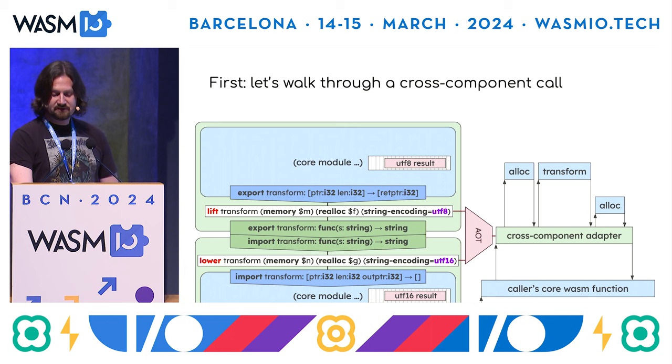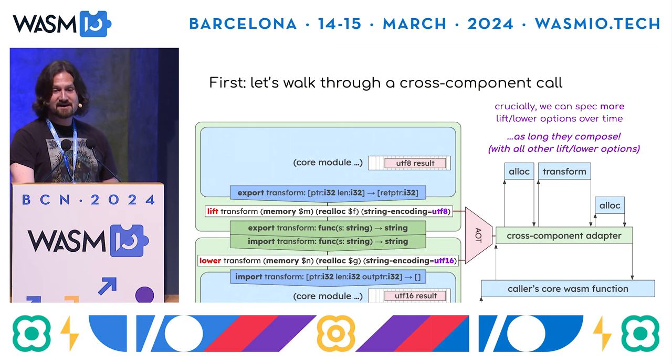And so what we can see is that the component model covers these differences in lifting and lowering options. And what's cool is we can spec more of these lifting and lowering options over time, as long as they compose with all the other lifting and lowering options, because the point is that these are an implementation detail. The only thing we see in the signature is the component type. We shouldn't have to care about what the lifting and lowering option of the other side is doing.